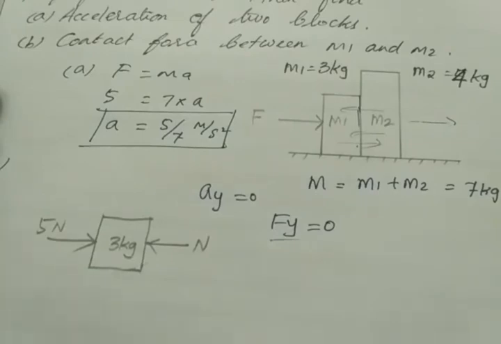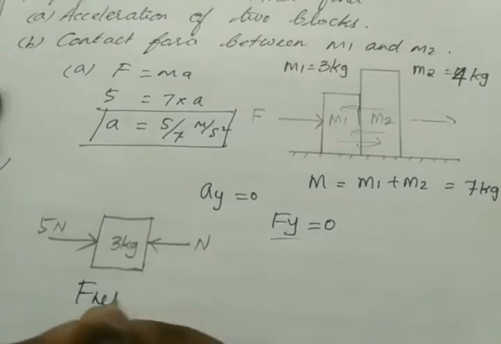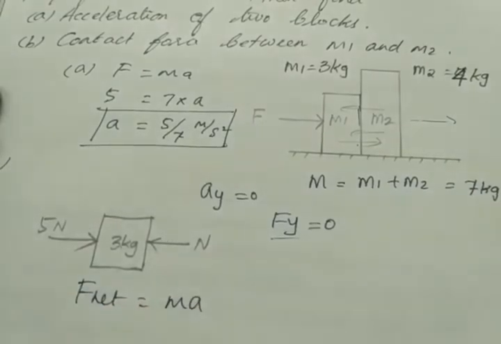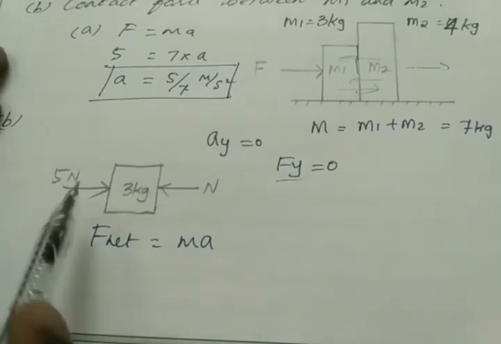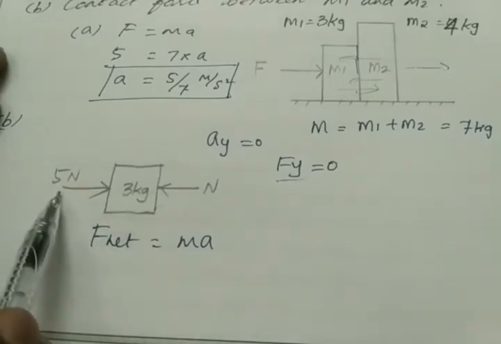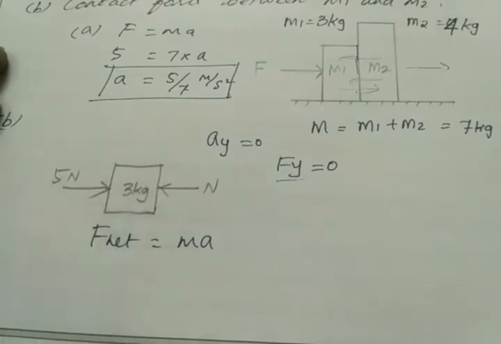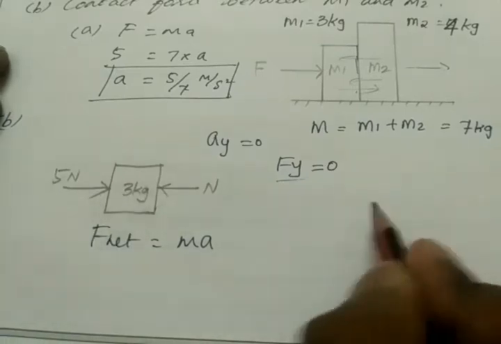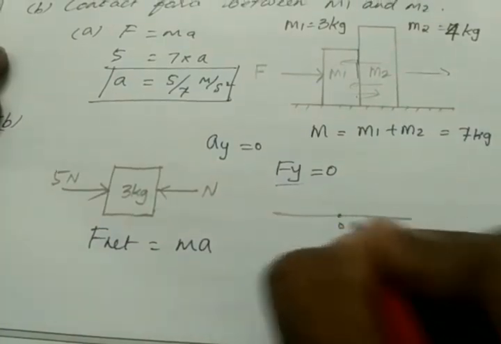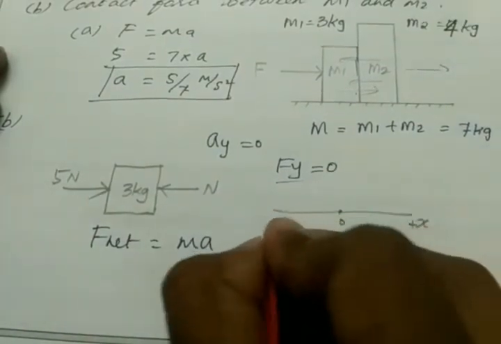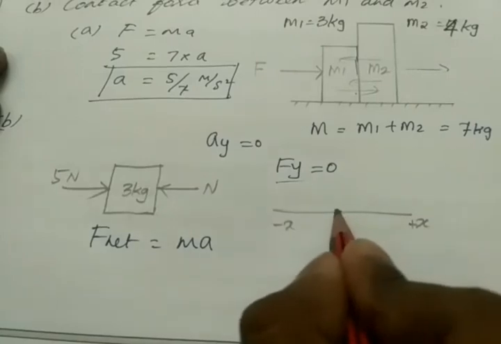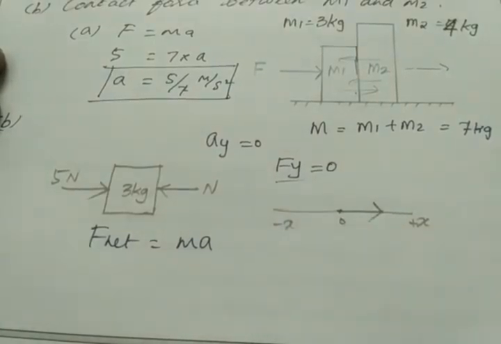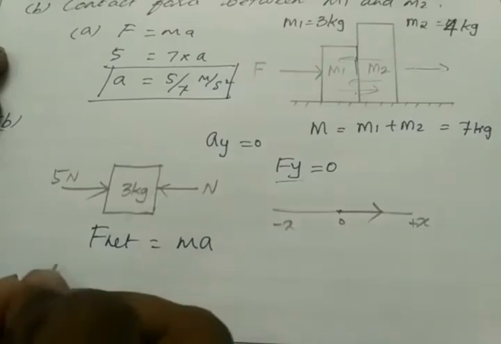Okay. So apply Newton's second law. F net equal to ma. Okay. So what is F net here? F1 plus F2. If you see closely, our F1, that is the applied force 5 Newton, is acting towards positive x-axis, right? So in x-axis we have the origin, so this is taken as plus x, this is minus x, right? So our 5 Newton force is acting in positive x-axis. So our F net, my F1 is 5.